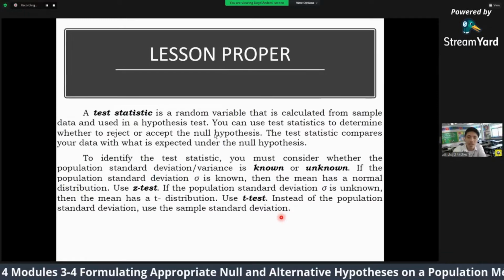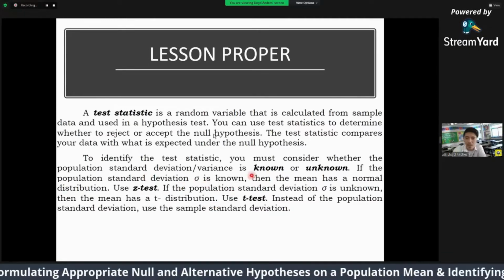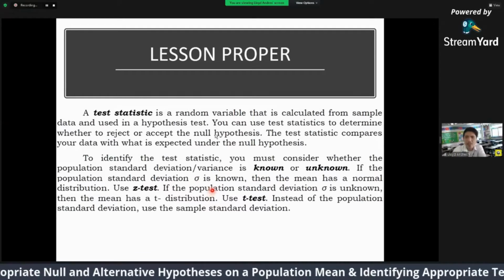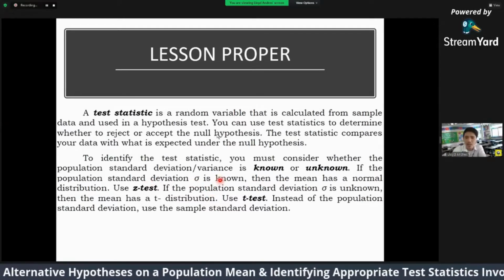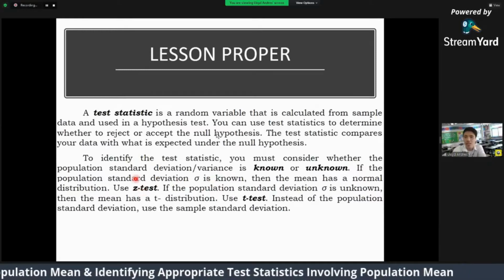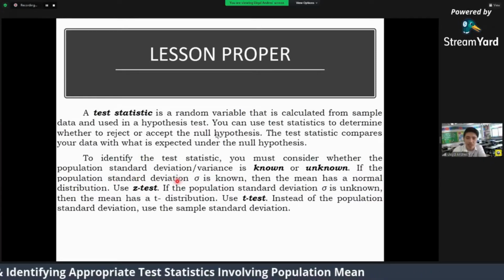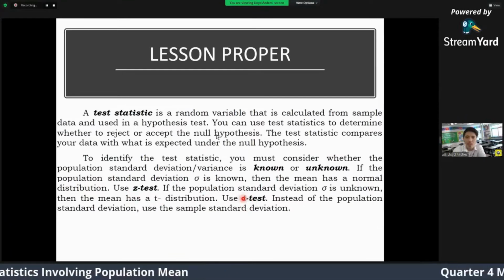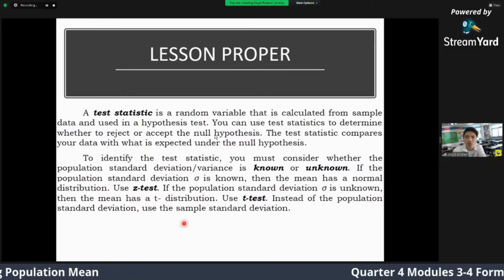So basically, ang bottom line lang ani nga paragraph is, kung known ang population standard deviation, z-test ta. T-test kung unknown. Ang gamiton lang nato sa t-test is ang sample standard deviation.